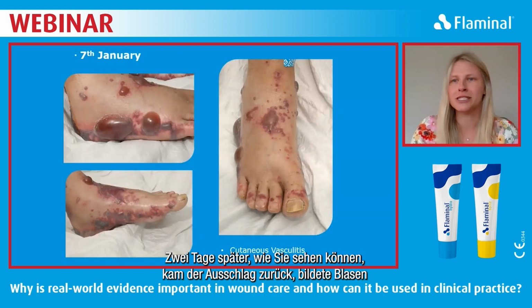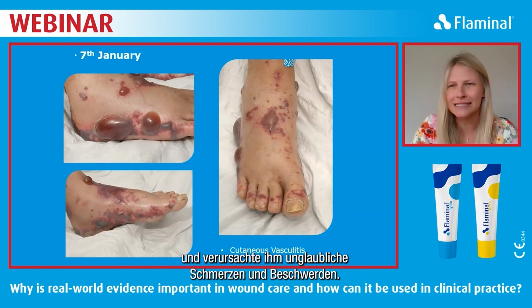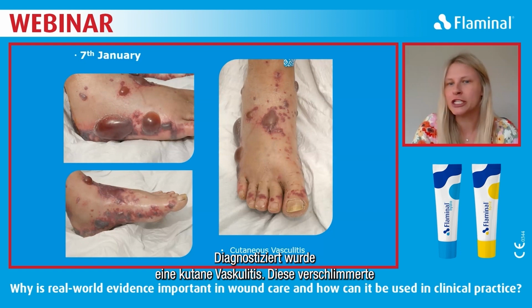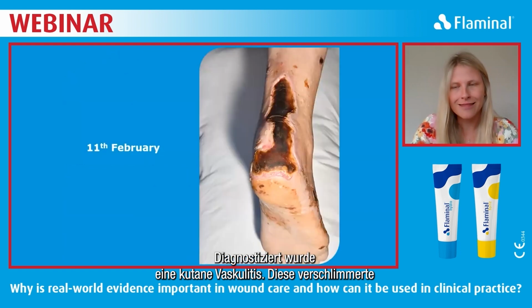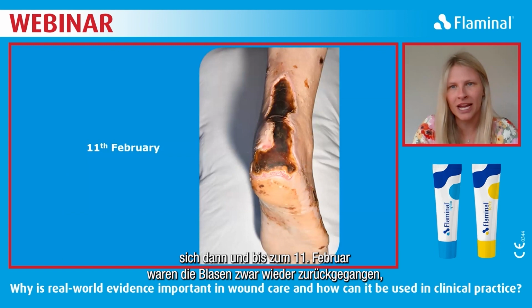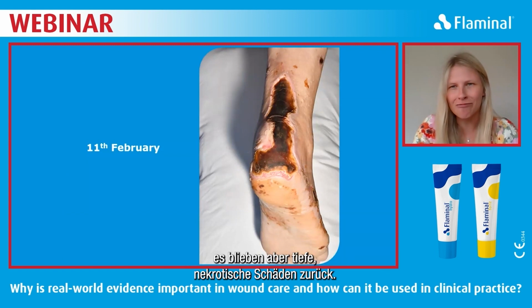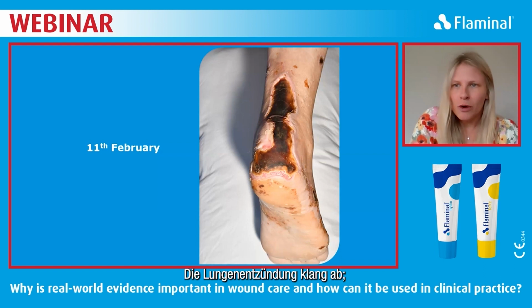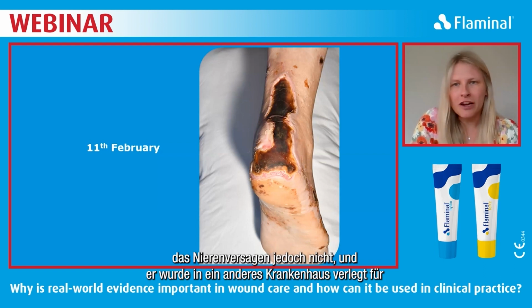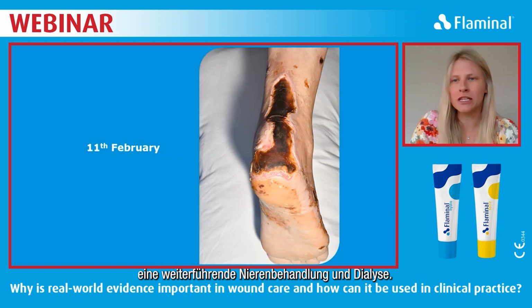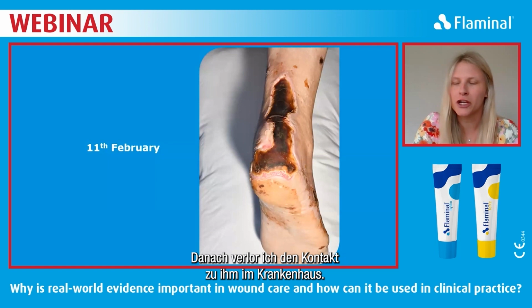2 days later, as you can see, the rash turned blistering, and it was incredibly painful and sensitive for him. And he was diagnosed as having a cutaneous vasculitis. This then developed, and by the 11th of February, the blistering had stopped, but it had left behind this deep necrotic damage. The pneumonia was resolved, however, the renal failure persisted and he was transferred to another hospital for ongoing renal input and dialysis. So I lost touch with him at this point from the acute.